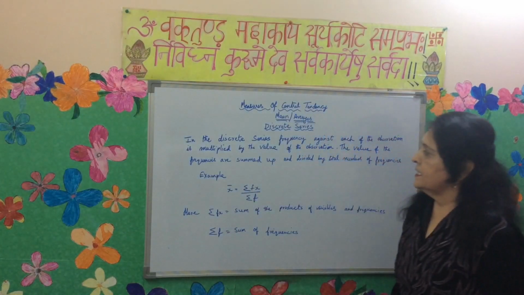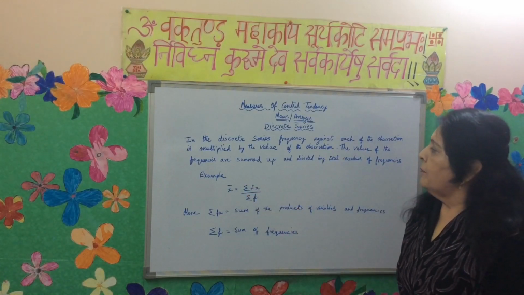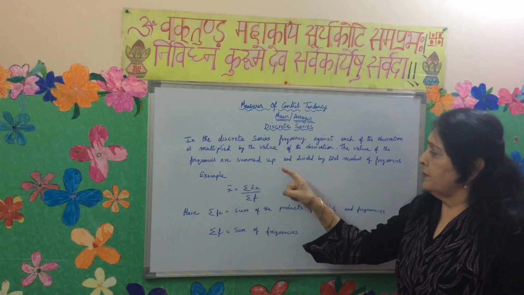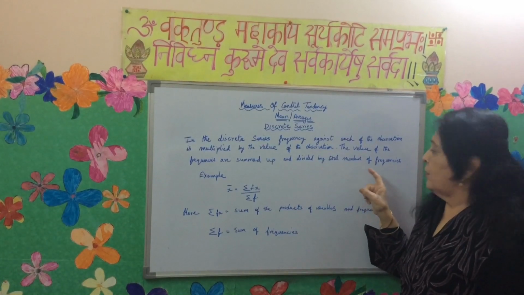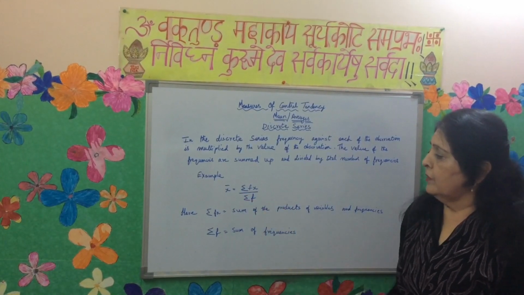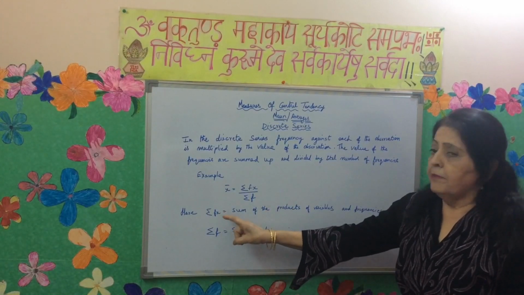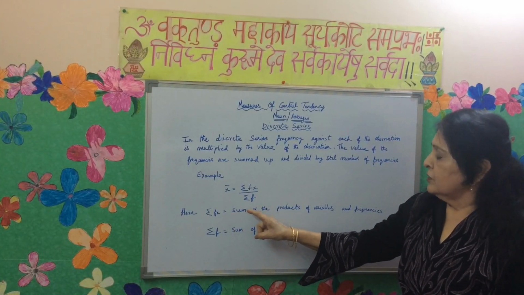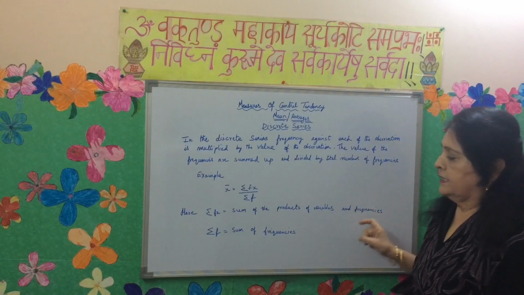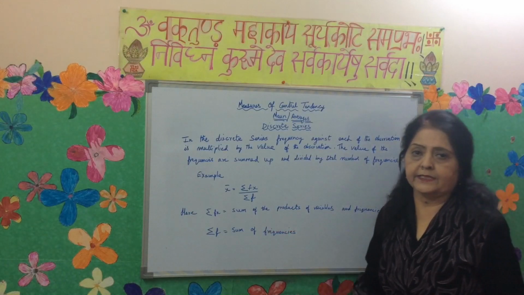In the discrete series, the frequency against each observation is multiplied by the value of the observation. These products are summed up and divided by the total number of frequencies. The formula is x bar is equal to sigma fx upon sigma f. Here, sigma fx stands for the sum of the products of variables and frequencies, and sigma f stands for the sum of frequencies.